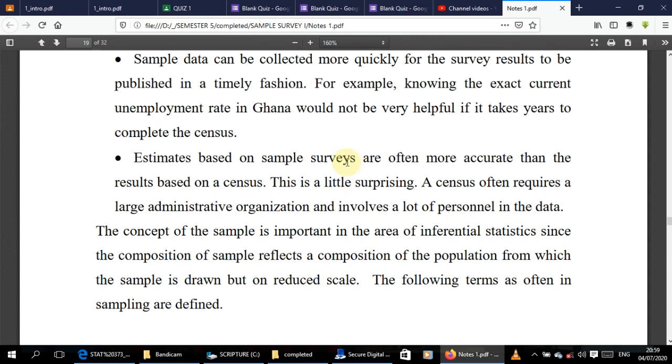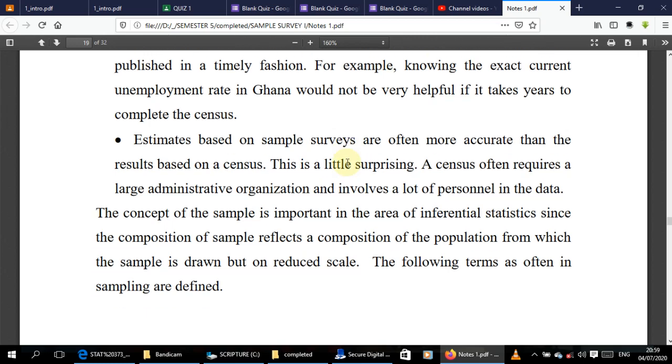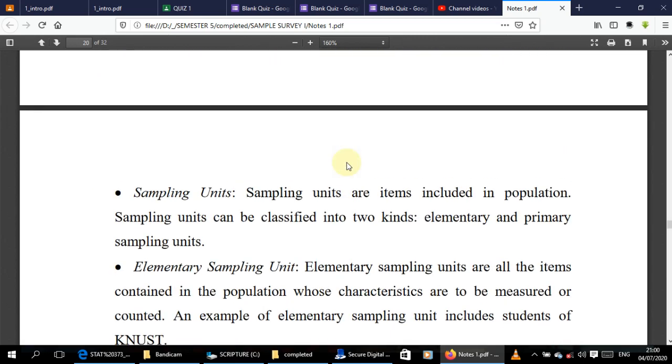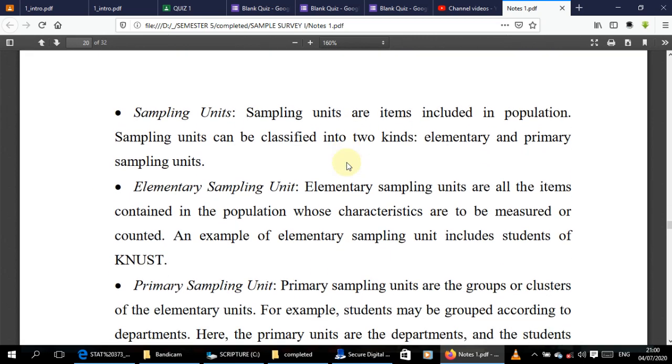But in general, census is supposed to be better, if only the resources are enough and everybody is doing the work perfectly, then you can actually compare the results of a census with that of a sample survey. So take note of that. All right, so these are some other terms that it will be very helpful to know.